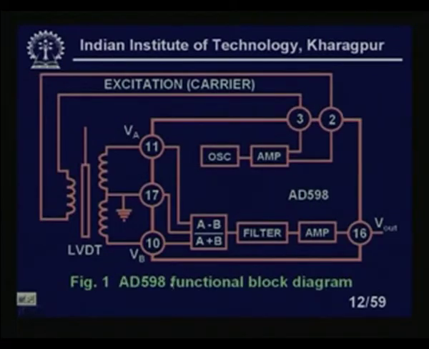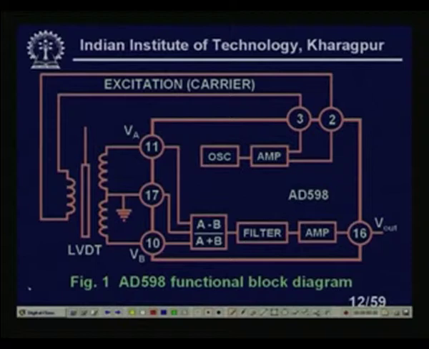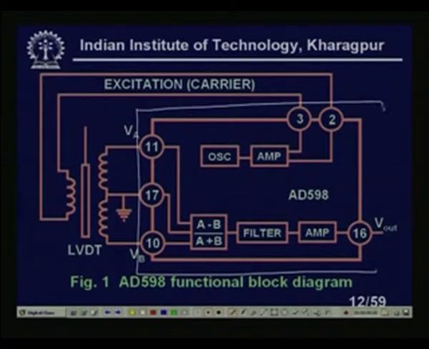You see, this is a block diagram of the LVDT AD598. This portion is inside the chip. And there are pin numbers 2 and 3. So, 2 and 3 will be connected to the primary of the LVDT, okay, and 10, 11 and 1 will be connected to the two secondaries of the LVDT. 10 and 11 are the two extreme points of the secondaries, and 1 will be connected.